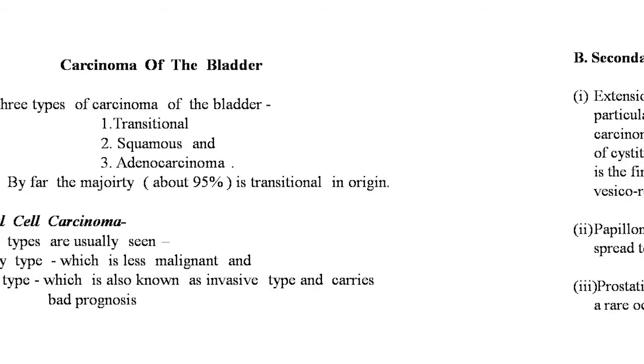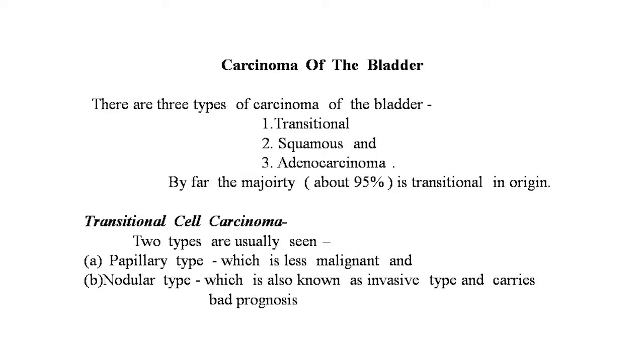Now, the next point is the carcinoma of the bladder. There are three types of carcinoma of the bladder: first is the transitional, second is the squamous, and third is the adenocarcinoma. By far the majority, 95%, is transitional in origin. There are two types of transitional carcinoma usually seen. One is the papillary type, which is less malignant, and the other is the nodular type, which is also known as the invasive type and carries a bad prognosis.